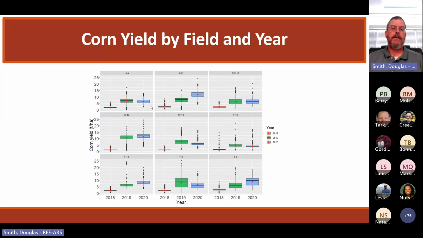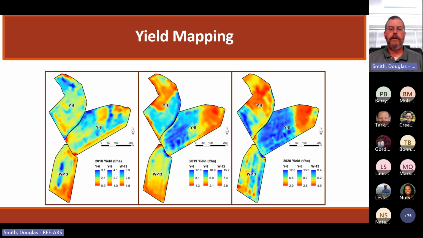Each one of these is a single field. Each bar is 1 year and what the scatter in each field looks like. As you can see, 2018 was an extreme drought. I think we got about 1 or 2 inches of rain after we planted. So yields are very, very low. And you'll see our variability in almost all of these fields is very high because we have such low yields from this drought year. So here we're mapping, taking the clean data and putting it back on the maps.